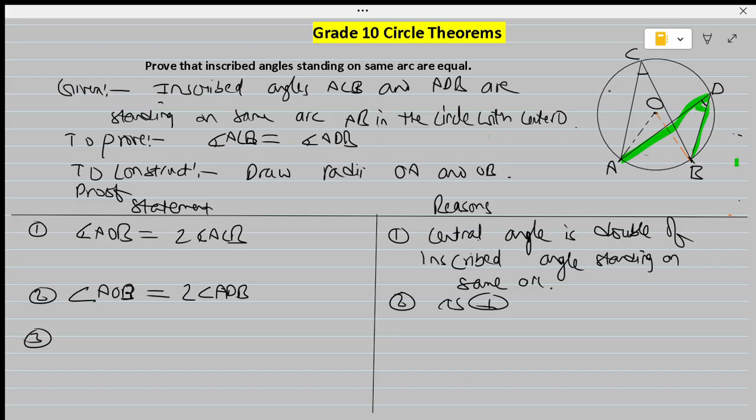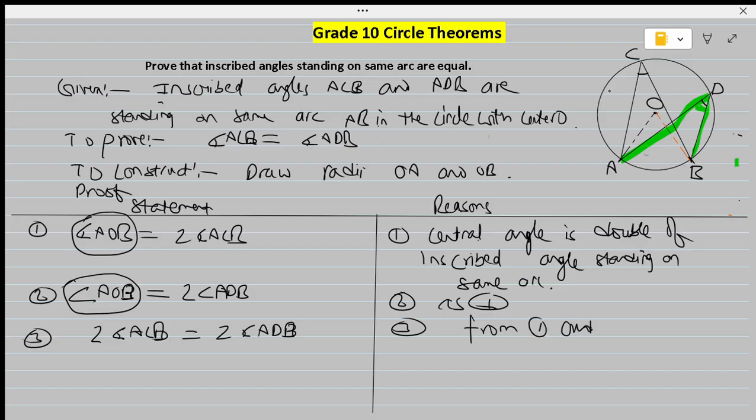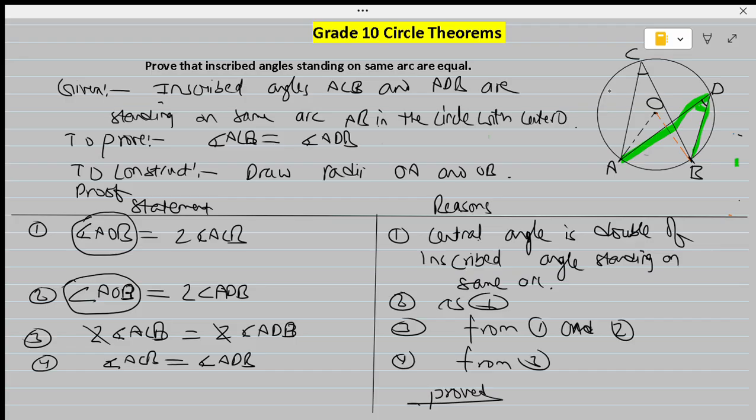And now in number 3, these two, twice ACB and twice ADB, are both equal to the same angle AOB. Twice ACB equals AOB, and twice ADB is also equal to AOB. So twice ACB equals twice ADB, with the reason from 1 and 2. On either side the 2 gets cancelled, so this gives angle ACB equal to angle ADB, proved. So this is the second theorem of circle geometry.